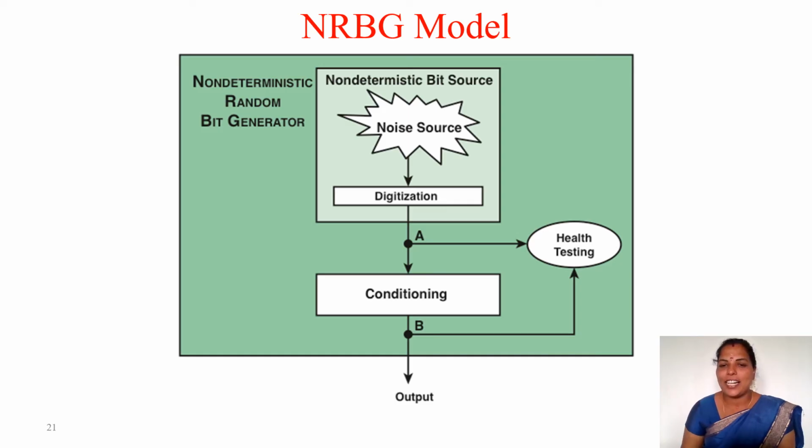Then we have a conditioning process. The result of conditioning is again given to the health testing. So first, whatever is generated, we go in for health testing. Then we check what the status is before conditioning and what the status is after conditioning. So let us see some of the health testing methods.